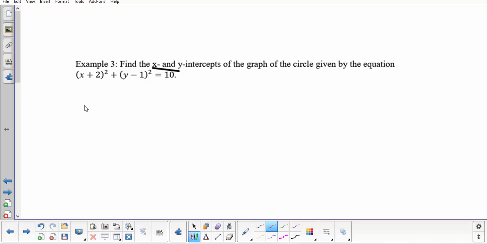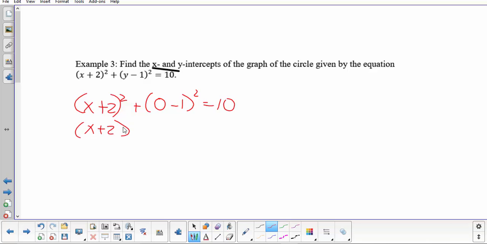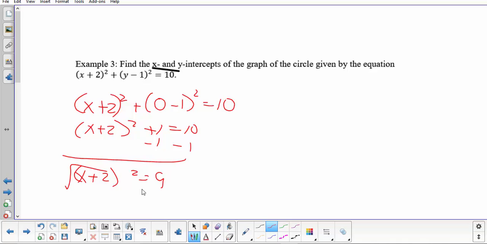So we can start by saying (x + 2) squared plus (0 - 1) squared equals 10. So (x + 2) squared plus 1 equals 10. Subtract 1. (x + 2) squared equals 9. When I take the square root, I get x + 2 equals plus or minus 3.